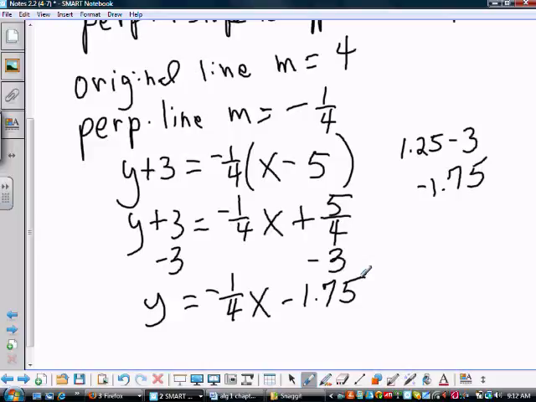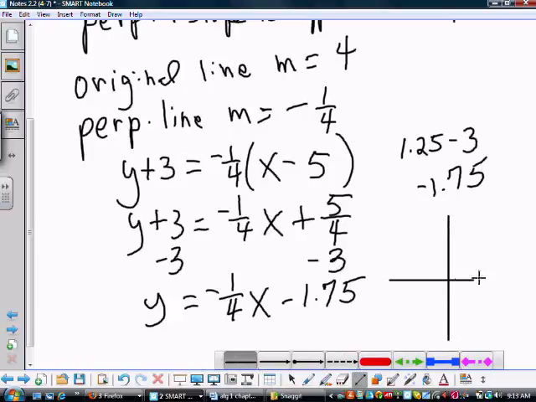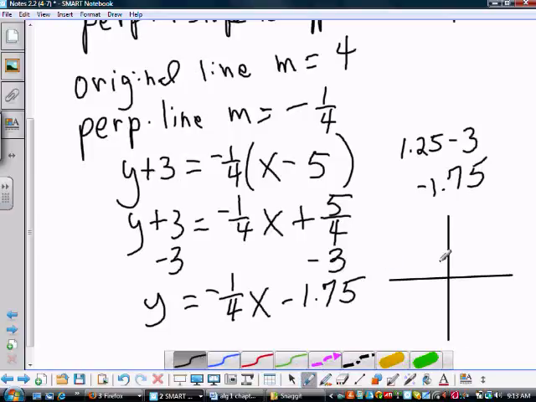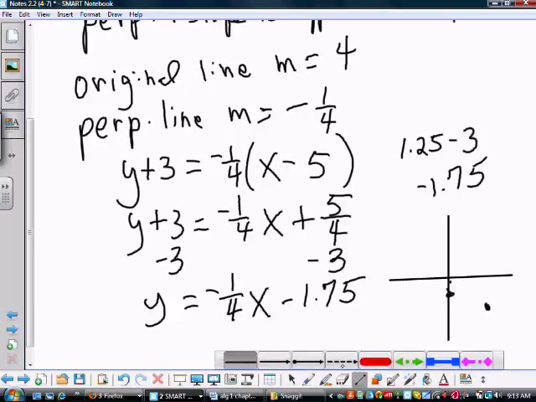Alright. So now I want to do a graph, and I'm just going to make a quick sketch of a graph. So I have a y-intercept of -1.75 and a slope of down 1/4. So let me put a dot here. -1.75, I'll put right here. And then down 1/4, I'll put right here. And make my line.